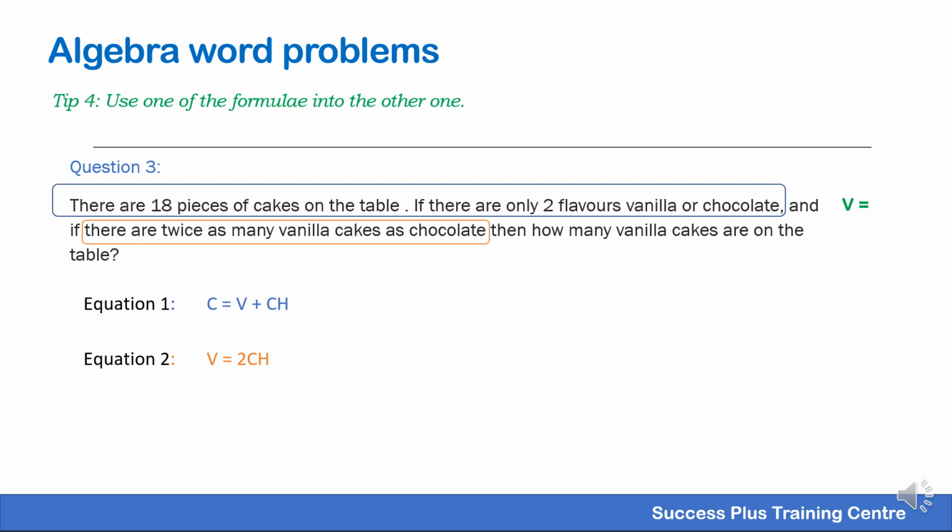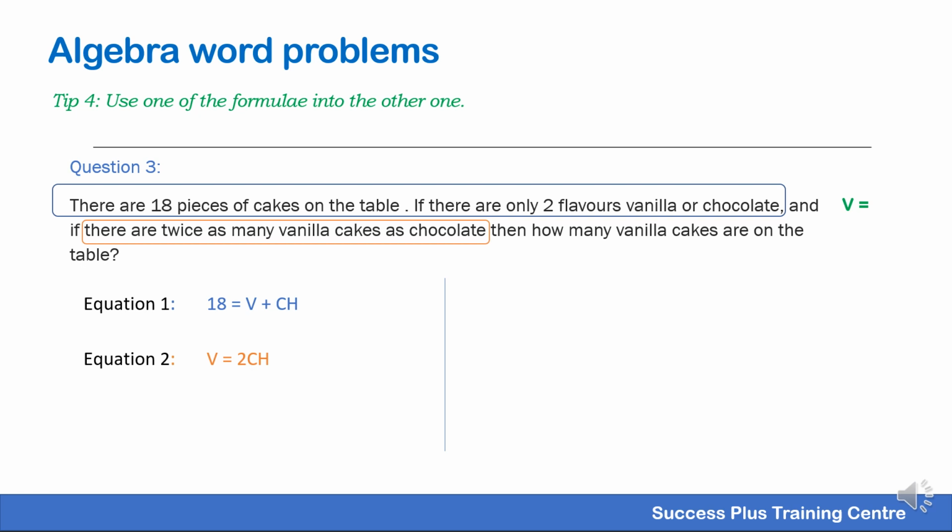From the phrase there are twice as many vanilla cakes as chocolate, we can convert this into another equation. The equation will be V equals 2CH. Vanilla cakes equal 2 times chocolate cakes. The phrase twice as many as is explained in more detail in the previous videos. If you look for a video called What You Must Know About 11 Plus, you'll find more details about this phrase. Going back to our question, we now have 2 equations and 2 missing pieces of information.